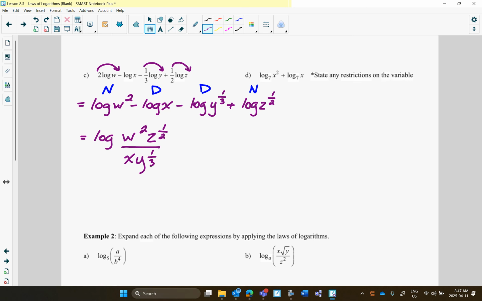For D, very similar, except you are asked to state restrictions on the variable. Remember, these are called the arguments. Right now they're variables, but if I replace them with numbers, the argument always has to be greater than 0. You cannot take the log of 0. You cannot take the log of negative numbers. They have to be positive. So the restriction would be X must be greater than 0 for me to use this expression.